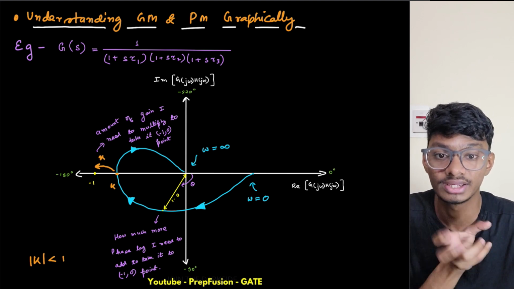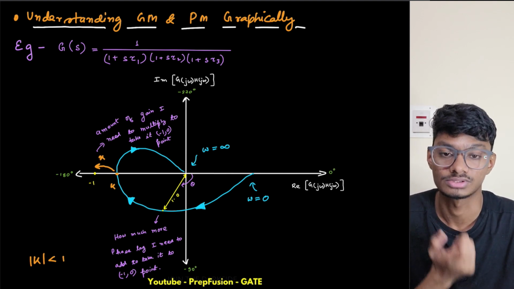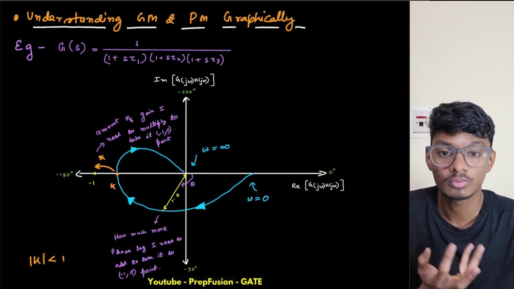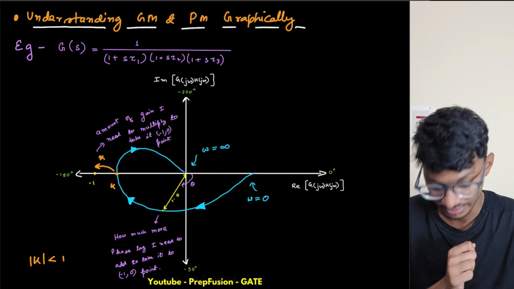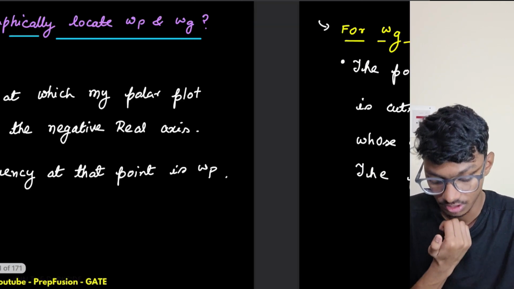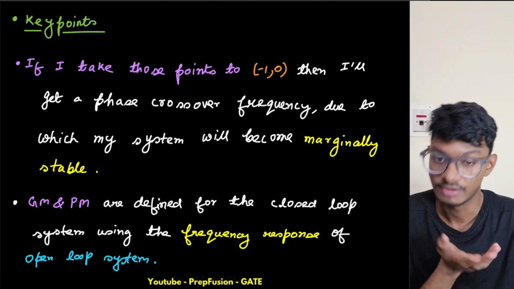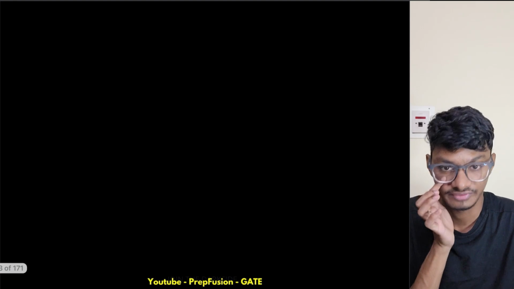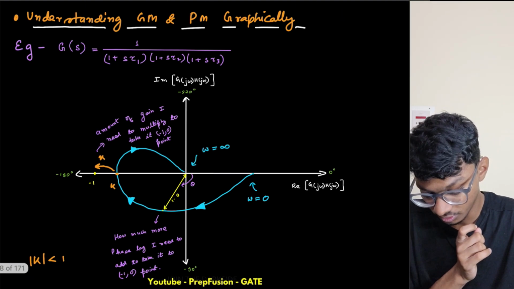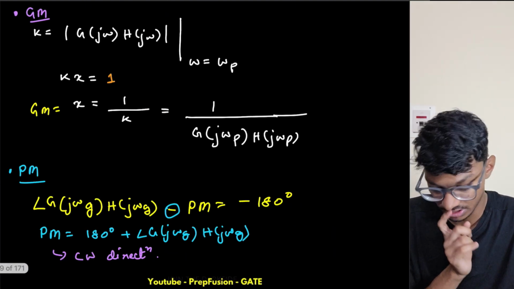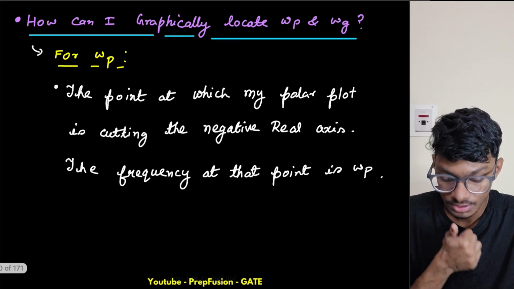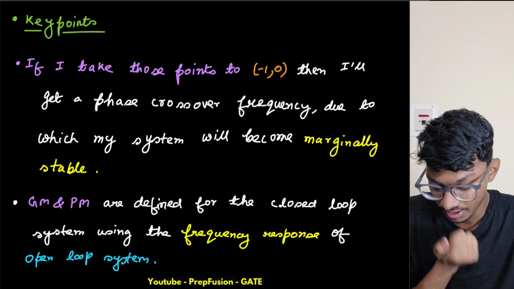What is the definition of gain crossover frequency? The definition of gain crossover frequency is the point at which my magnitude is 1 itself. So I got my omega g, I got my omega p, and from omega g and omega p I can simply calculate the phase margin and gain margin, just as I told you, graphically how to find it, just here. So this is basically it for omega g and omega p.